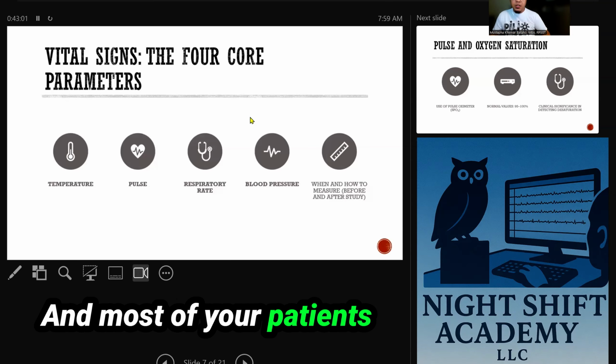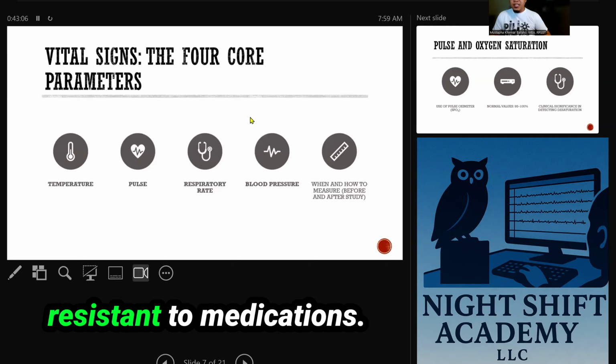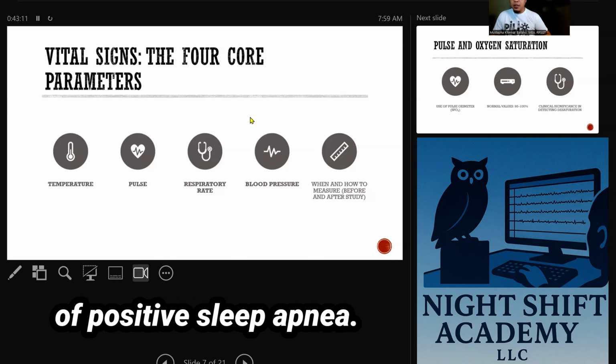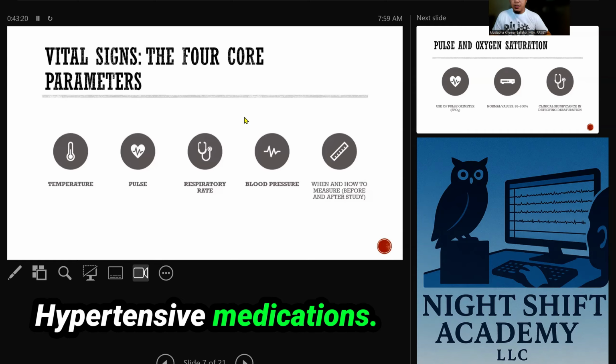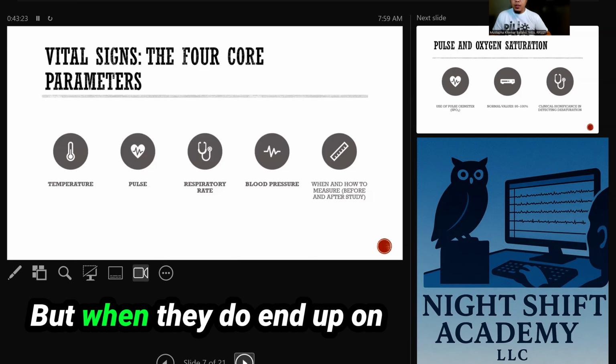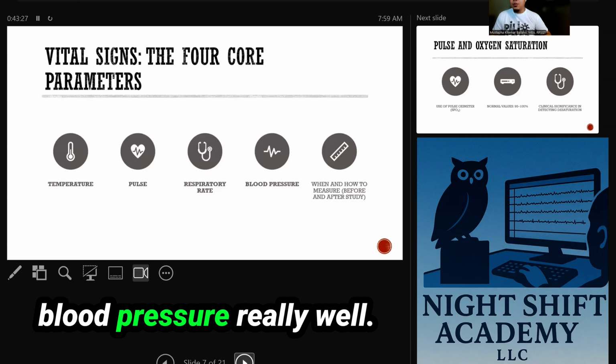And most of your patients that have true sleep apnea, they are usually resistant to medications, okay? That's one of the major signs of positive sleep apnea, if they don't respond well to hypertensive medications, okay? But when they do end up on CPAP or bilevel, it drops their blood pressure really well.